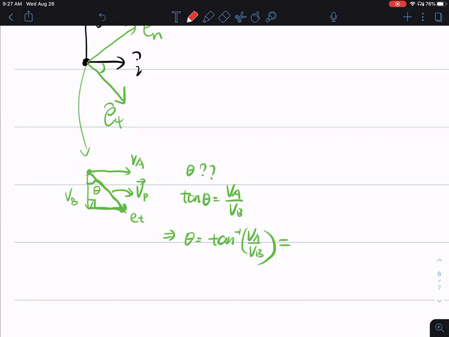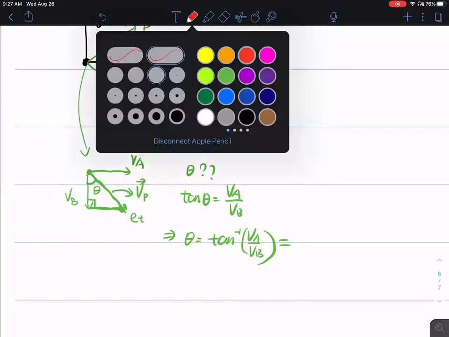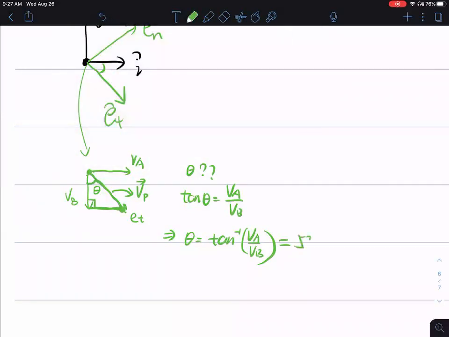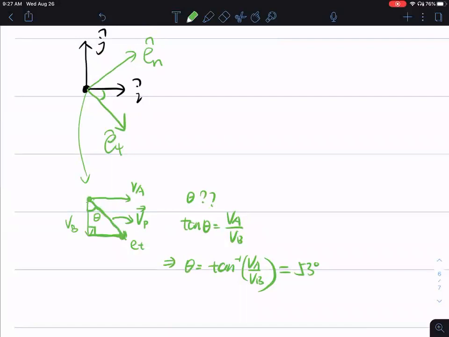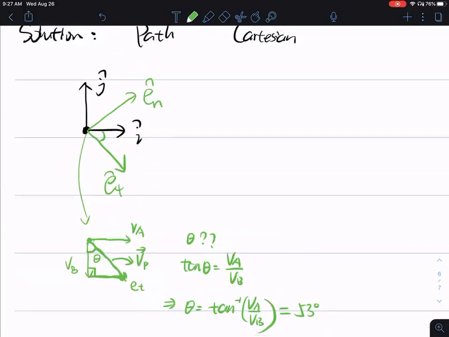Do we have a number? 53. Okay, let's just use 53. That sounds about right. 53 degrees. All right, now we have this angle here, theta. All right, let's put this theta back to our coordinate system, right?